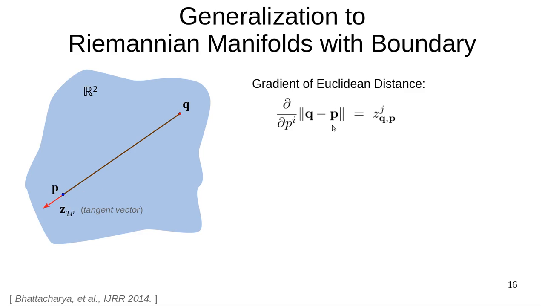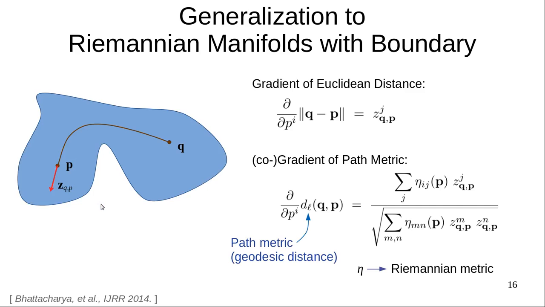So when I take the gradient, that becomes a vector. That gradient vector is the tangent to this straight line segment connecting P and Q at the point P. So that's the tangent vector. What can be shown is that this observation holds true for general Riemannian manifolds, and manifolds with boundaries or holes as well.